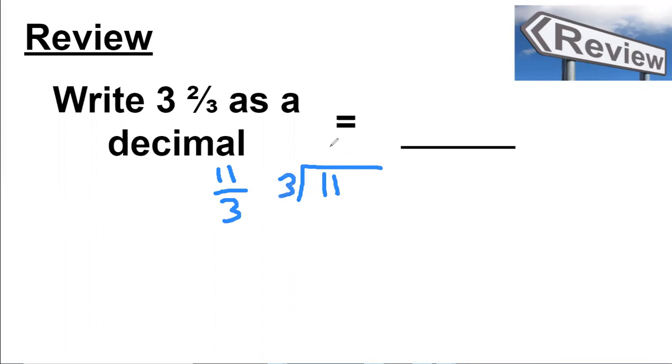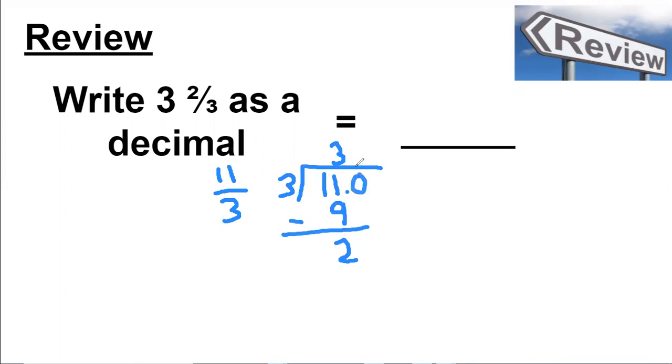3 goes into 11 3 times. 3 times 3 is 9. 11 minus 9 is 2. I'm not done. I still have a remainder, so you're going to keep dividing until you realize you have a repeating decimal, or the decimal ends, or there's no pattern that develops over a certain period of decimal places.